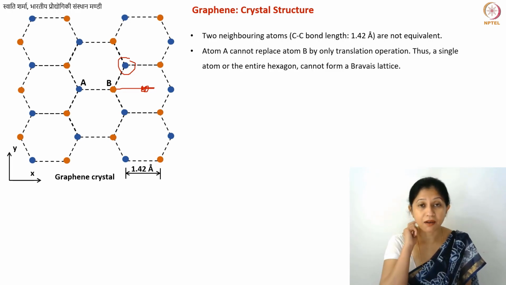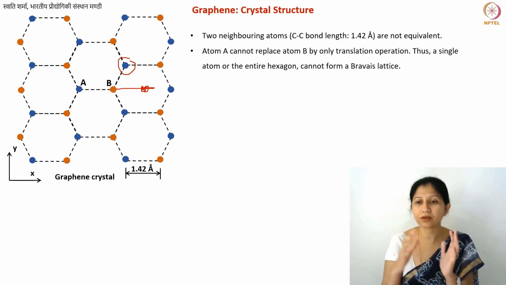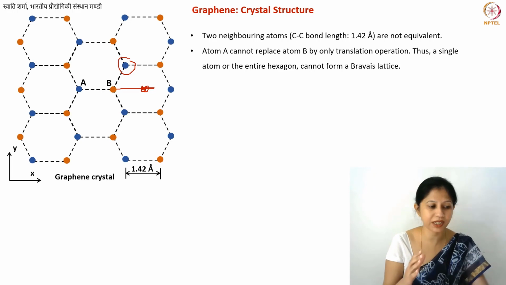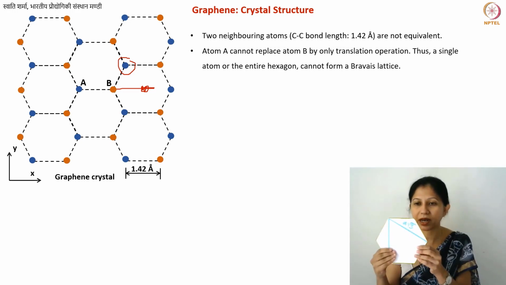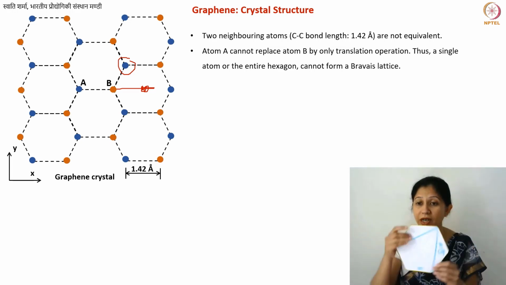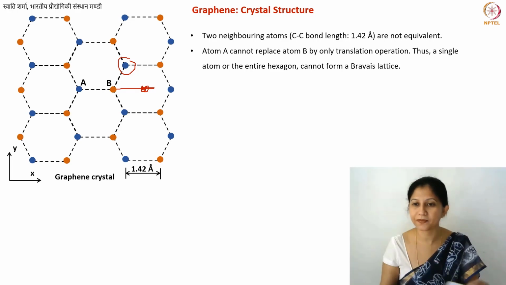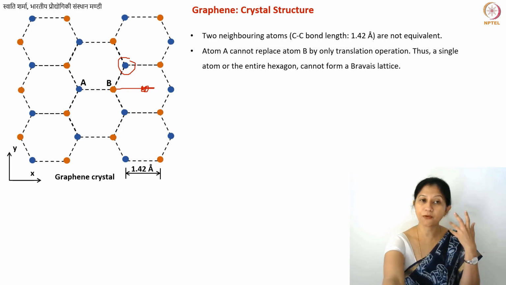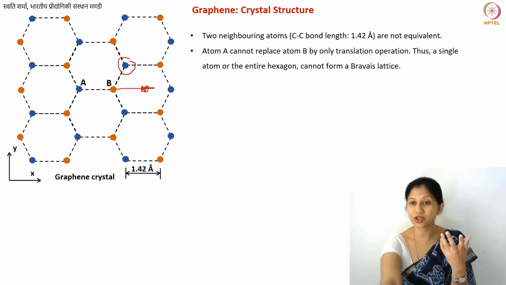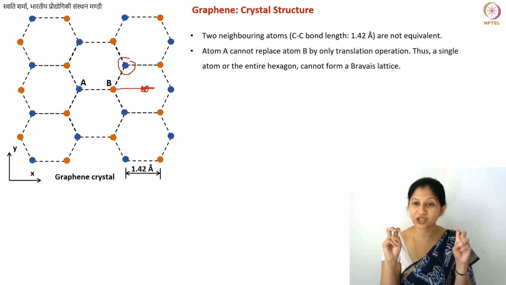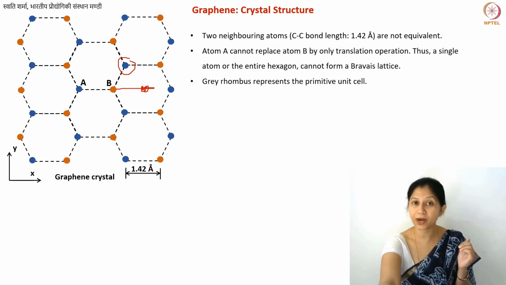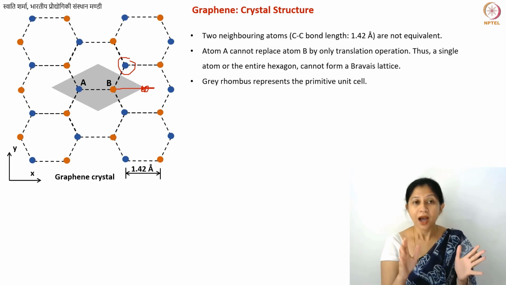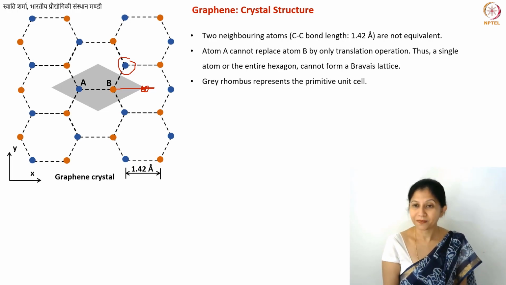So we also cannot take the entire hexagon, because again you will see that you don't have what is known as translational symmetry. Translation basically means moving in one direction, not rotating, just moving like that. That is known as translation. So you should be able to reach from A to B with just one translation operation, which is not possible because A and B are not equivalent. Okay, now how do we select the unit cell?